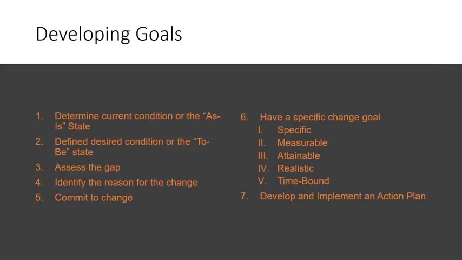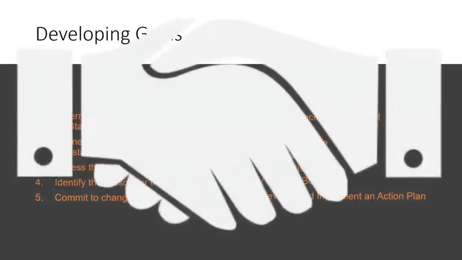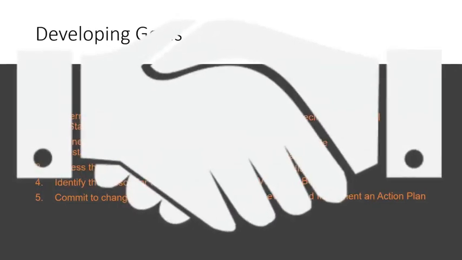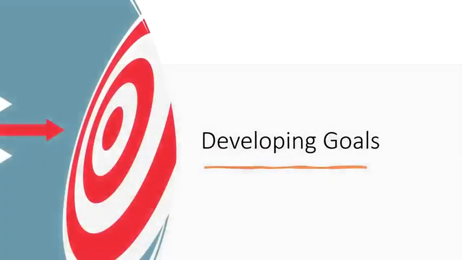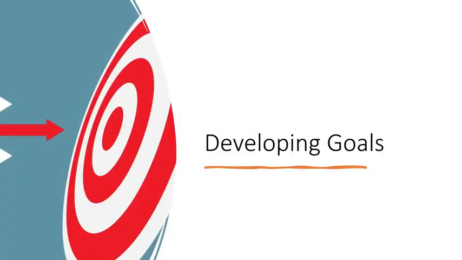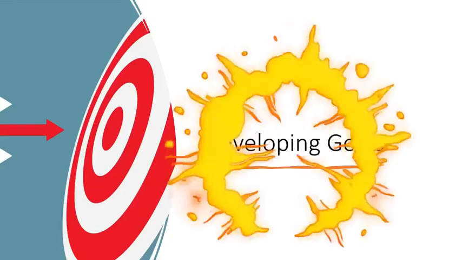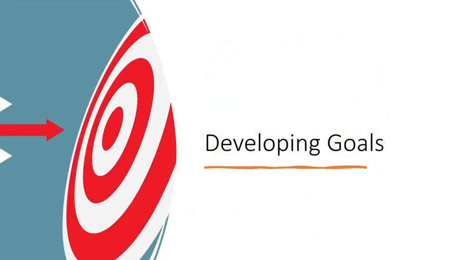And finally, develop and implement an action plan. After a goal has been set, develop and implement an action plan for the purpose. Consider obstacles and resources for help. Goal setting is a process that starts with careful consideration of what you want to achieve and ends with a lot of hard work that actually has to get done.